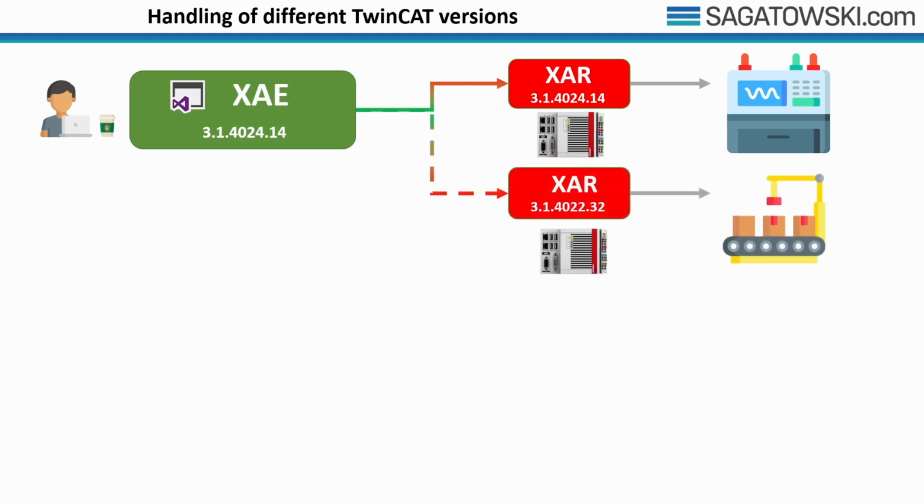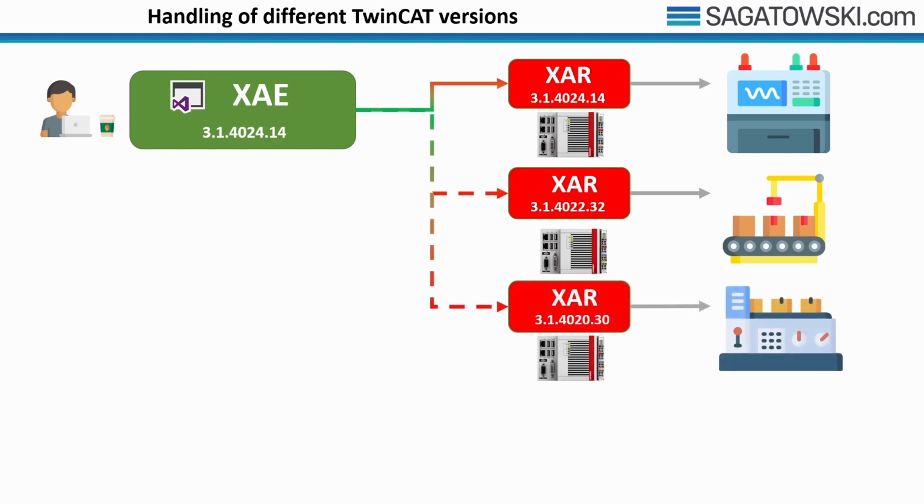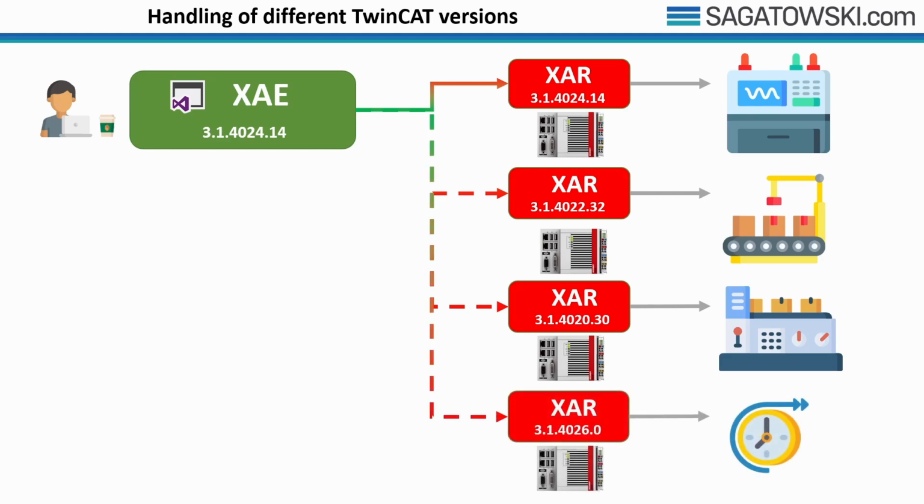Let's imagine that we have to maintain a machine with an older version of TwinCAT, like 3.1.4022.32, and one that's even older than that. And what about a machine with a newer version of TwinCAT? Can we handle multiple versions of TwinCAT on our development machine? And what do we need to think of? How do we make sure that we can recompile an application that is running on a machine and be 100% sure that we get the exact same application many years in the future if we need to?